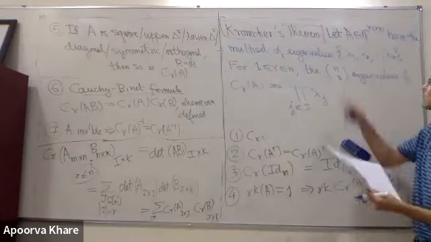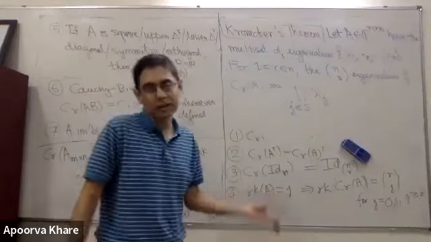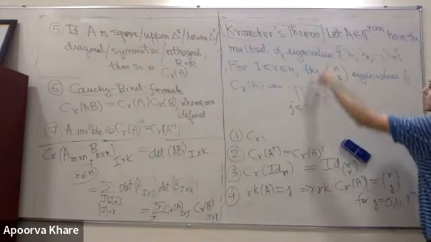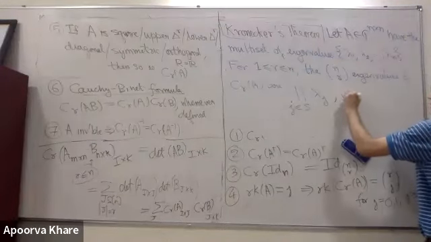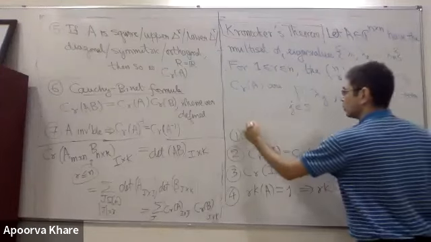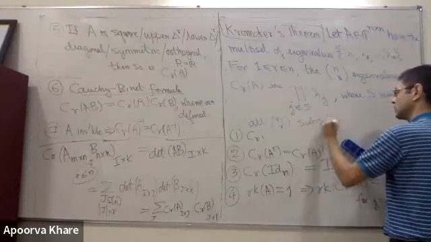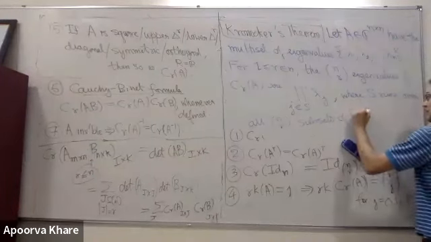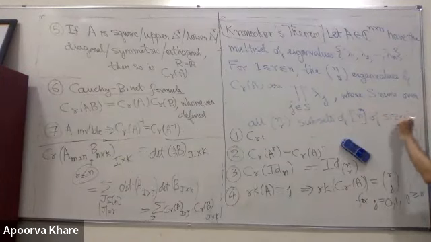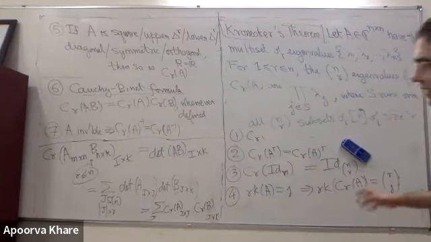The eigenvalues of the compound matrix are literally products of these eigenvalues. It's as simple as that. The products of these eigenvalues are the eigenvalues of the compound matrix, where S runs over all the n choose R subsets of 1 through n of size R. That is Kronecker's theorem, and the proof is like 3 or 4 lines, nothing.